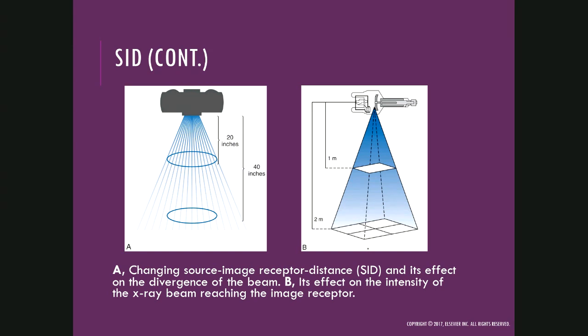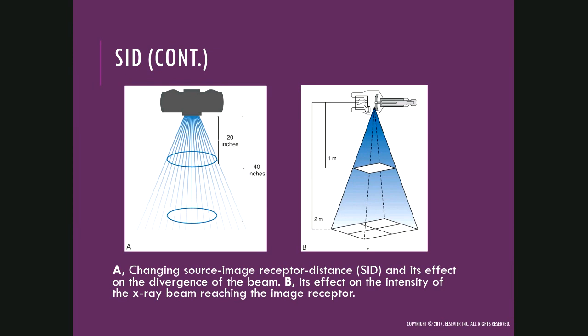So if you have twice as much distance, this image over here on the right is showing that if you have double the distance, only 1/4 of the radiation gets to that same area of exposure, because it gets spread out. You double your distance, you get 1/4 the exposure. If you have triple the distance, you have 1/9 the exposure, so on and so forth.